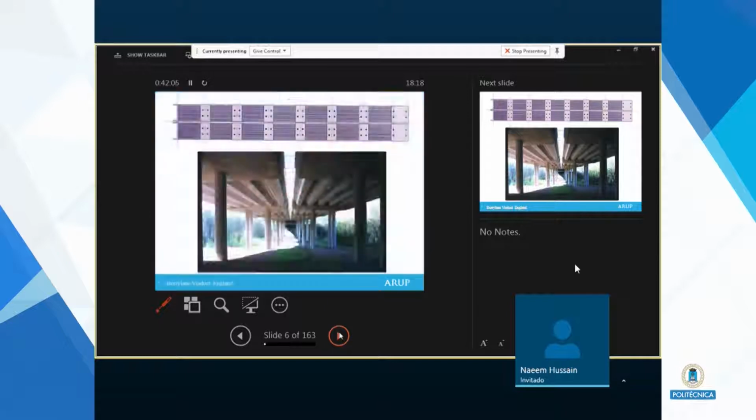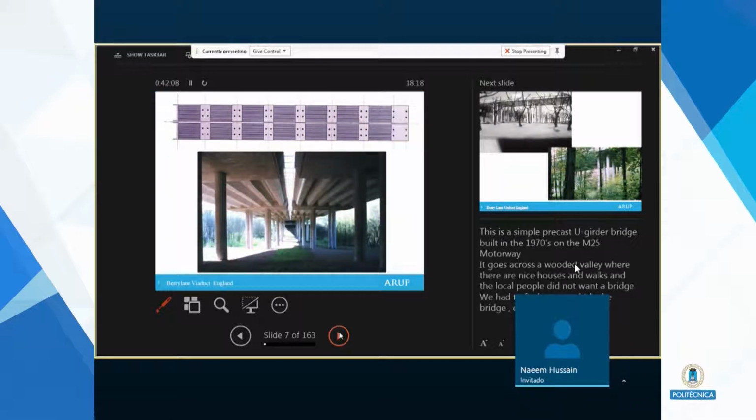This is a bridge that was done across the M25 motorway in England back in the 1970s. And it actually goes across a wooded valley. Wooded means there are lots of trees. There are very nice houses, and the people walk around. And actually, the local people basically did not want a bridge here. So we had to find a way to build a bridge, but also at the same time to hide the bridge. So you see on this slide over here, it is a tabletop with some precast beam, and you see over here very slender columns.